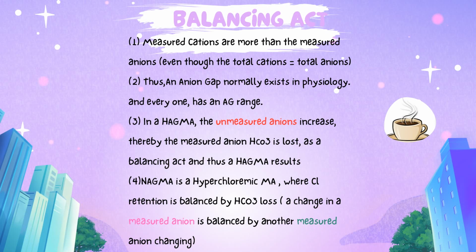This slide was explained in detail in the previous presentation, but I'll just summarize here. Every one of us has an anion gap range. That's because the measured cations are more than the measured anions, even though the total cations, always, in physiology and pathology, equal total anions. It's just because the measured component has a gap that we have an anion gap.